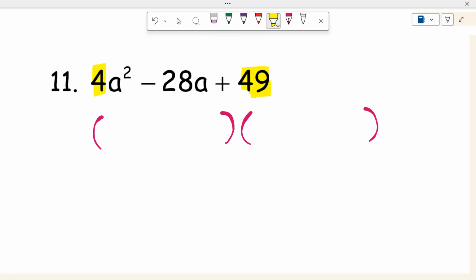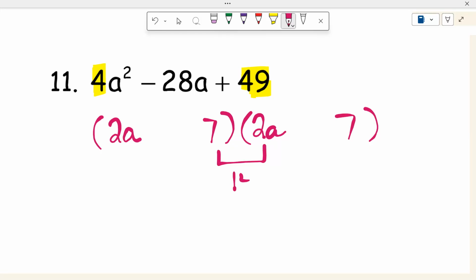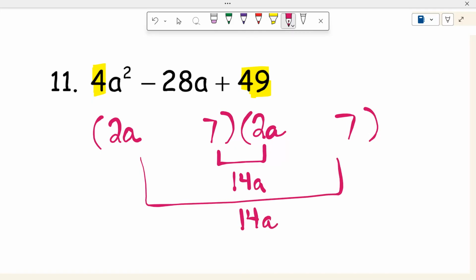You're going to find when we factor this, let's watch what happens. Two things that'll multiply to give me 4a squared are 2a and 2a. Two things that'll multiply to give me 49 are 7 and 7. 14a, 14a. I need a minus 28, so they both need to be negative. So if you notice that it's a perfect square trinomial, that means both brackets, when you're done, should be exactly the same.